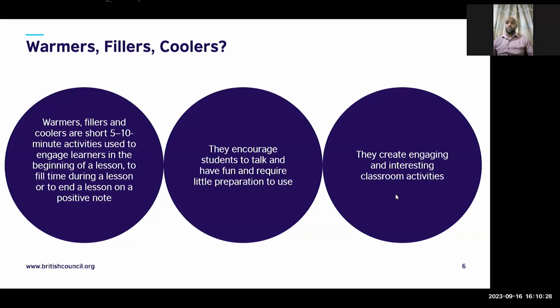And I think they are interesting for both the learners and the teachers as well. They create engaging and interesting classroom activities. Very interesting point here about warmers, fillers, coolers. As we know, a language classroom has to be engaging and interesting. That would help students to speak the language freely and confidently in the language class. So these types of activities would create interesting and engaging classroom activities. And next.